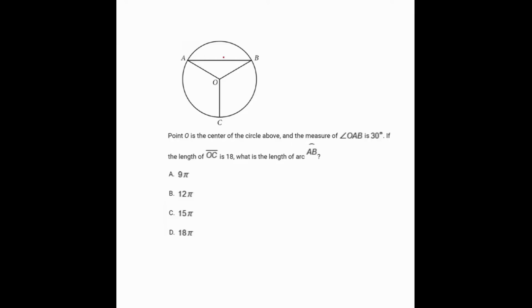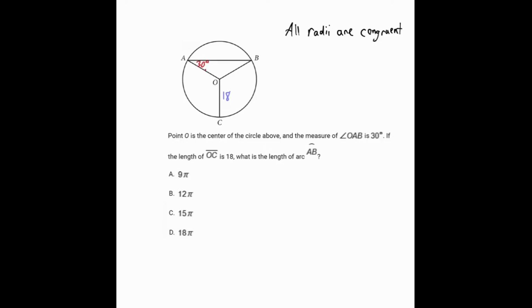In this question, we're being told that angle OAB has a measure of 30 degrees. We're also being told that segment OC has a length of 18. So the next thing we can think about in this situation is the idea that all radii of a circle are congruent to each other. So if I know the length of one radius, I know the length of them all. If you know OC, then you know OA and you know OB.